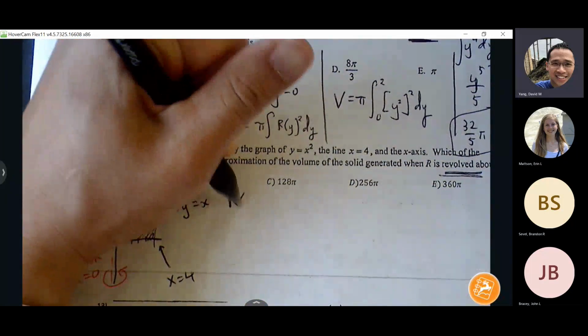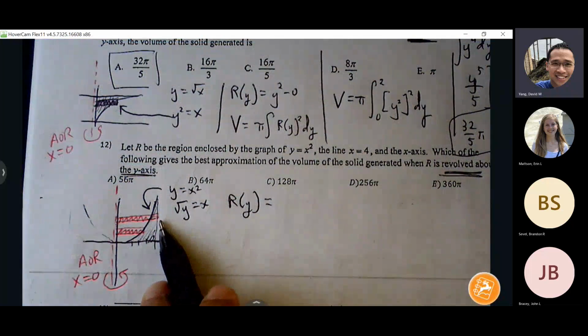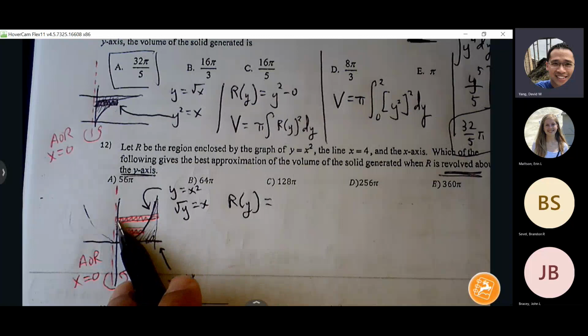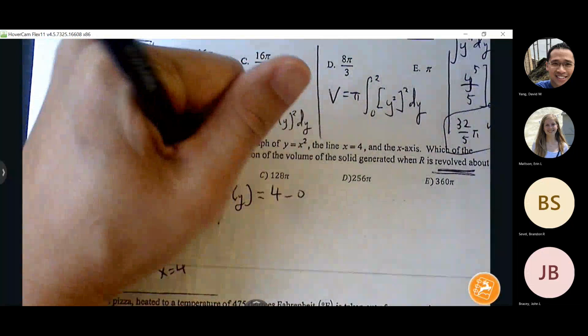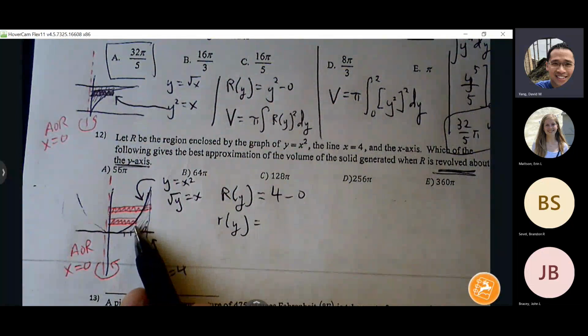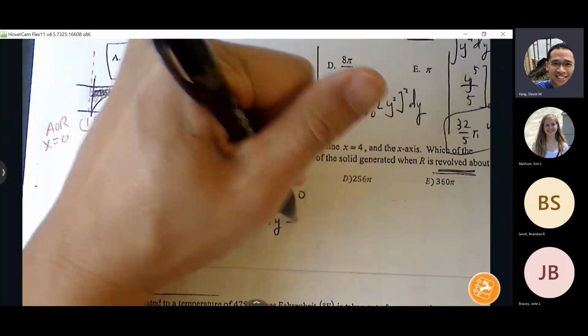Okay, let's build our two radii, big R. The right endpoint of my big radius is sitting at the 4. The left endpoint of my big radius is sitting at the 0, so 4 minus 0. The right endpoint of my little radius is sitting at the root y. The left endpoint is sitting at the 0, so root y minus 0.